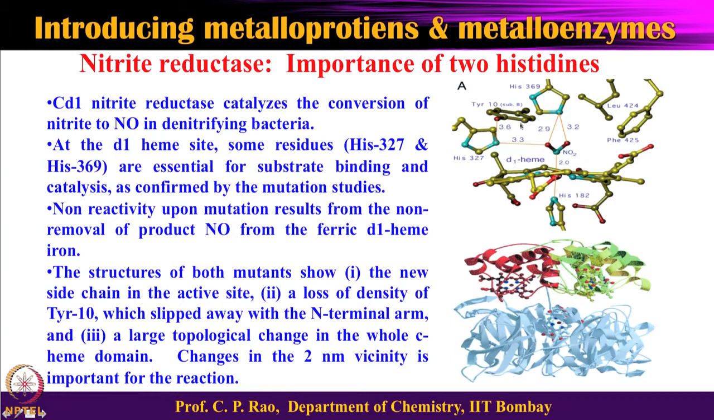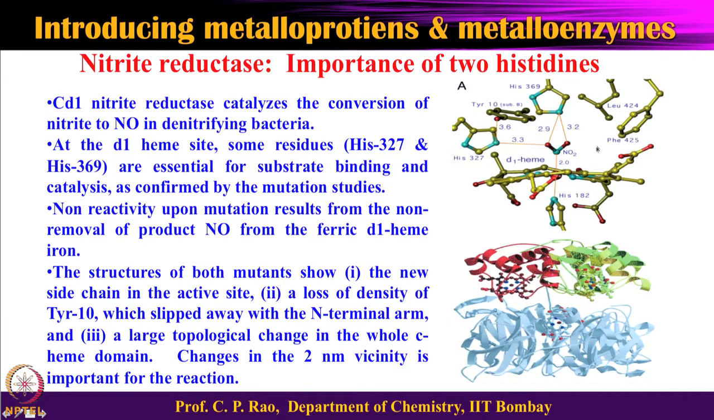You can see there is one tyrosine moiety, tyrosine 10. So, therefore, this tyrosine 10 also gets perturbed when the mutations have taken place, and also we need to see that within a 1 to 2 nanometer vicinity the protein environment is also important. So, what happens when you do the mutations? There is some new side chain at the active site, or the tyrosine slips out of this region and the tyrosine density will not be seen that much, and a lot of topological changes also occur in the vicinity of this.